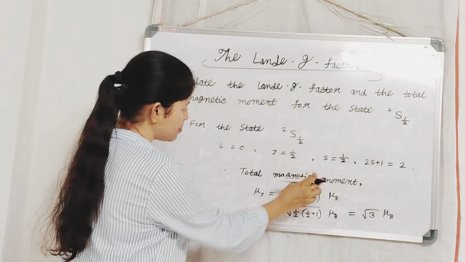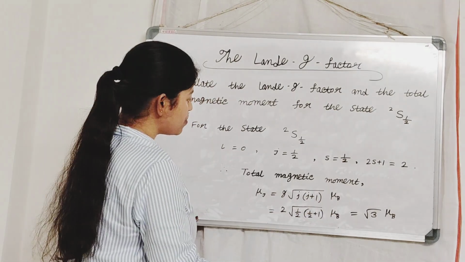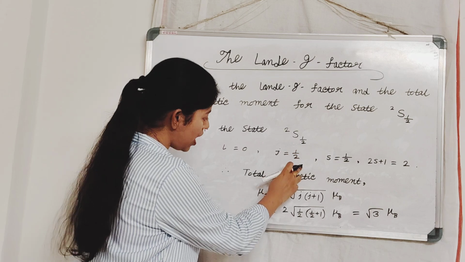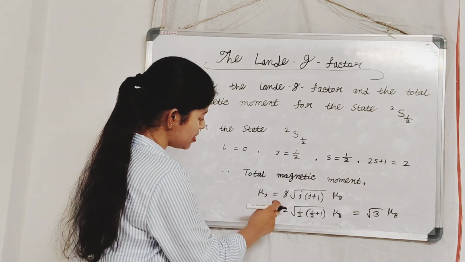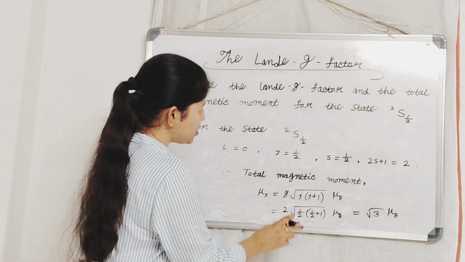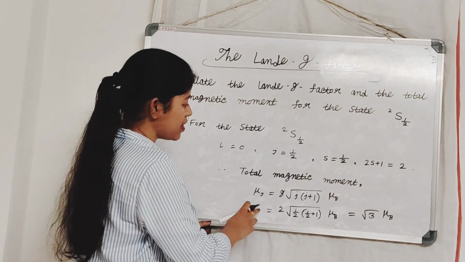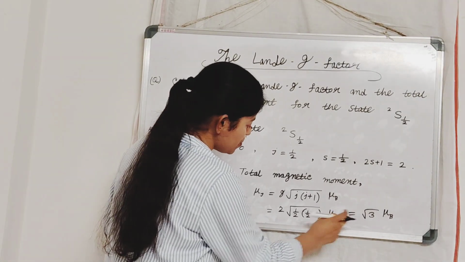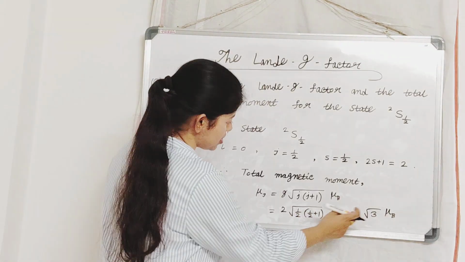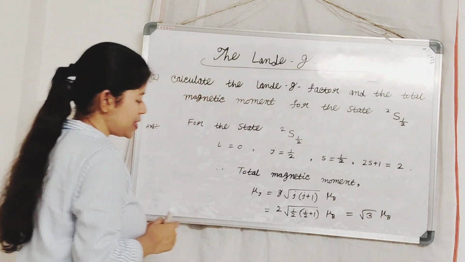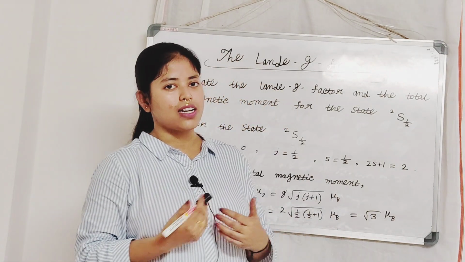Now the total magnetic moment mu J equals g root over J into J plus 1 mu B. Now we need to put the value of J, which is 1/2, in this expression, and as we know from our previous calculation that the value of g is 2, we will get the value of mu J, which is equal to 2 root over 1 by 2 into 1 by 2 plus 1 mu B, which is equal to root 3 mu B.